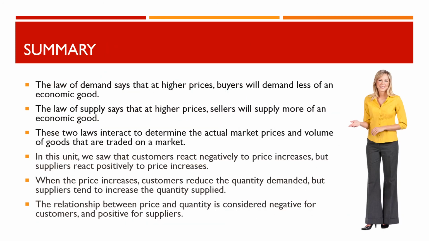The law of demand says that at higher prices, buyers will demand less of an economic good. The law of supply says that at higher prices, sellers will supply more of an economic good. These two laws interact to determine the actual market prices and volume of goods that are traded on the market. In this unit, we saw that customers react negatively to price increases, but suppliers react positively to price increases. When the price increases, customers reduce the quantity demanded, but suppliers tend to increase the quantity supplied. The relationship between price and quantity is considered negative for customers and positive for suppliers.